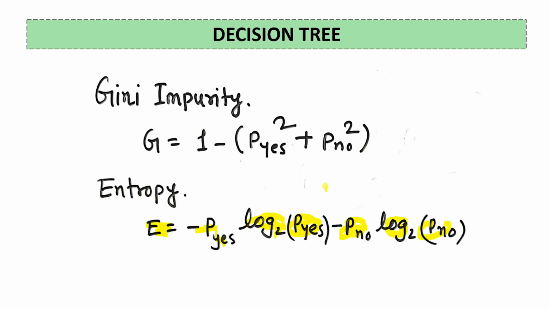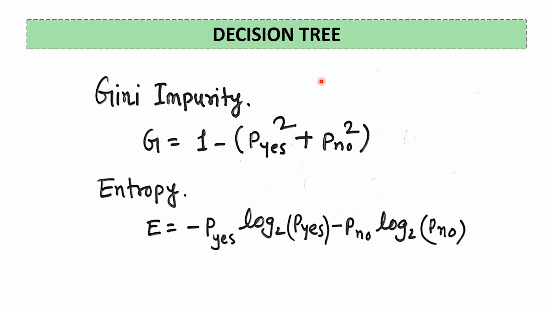If you have the two classes, in the case of Gini, the formula looks like this: G is equal to 1 minus (P of yes whole square plus P of no whole square). This is how you can calculate the impurity using Gini. So our explanation is completed.